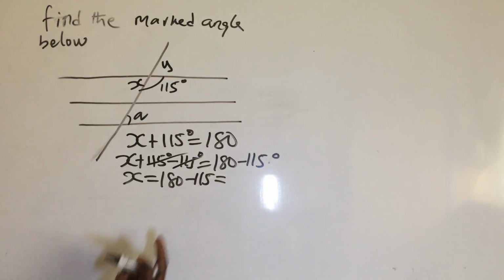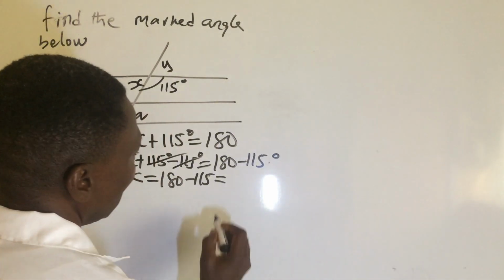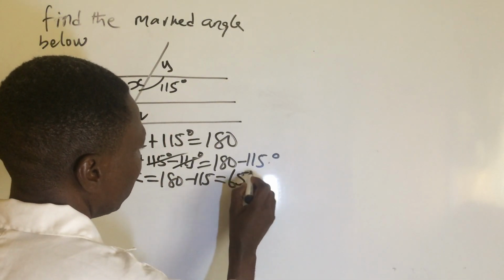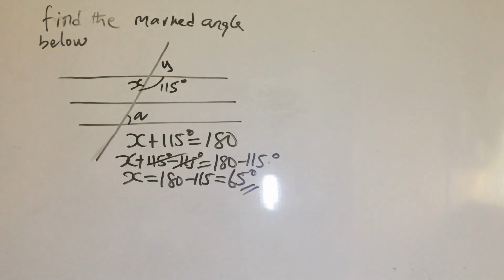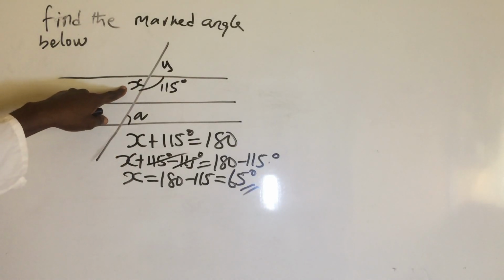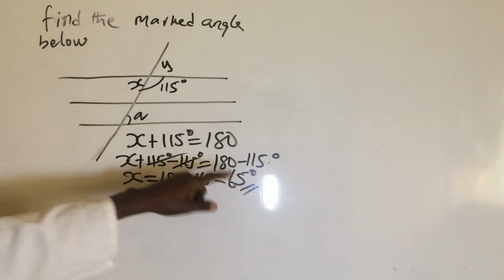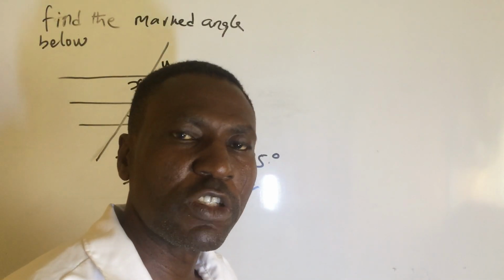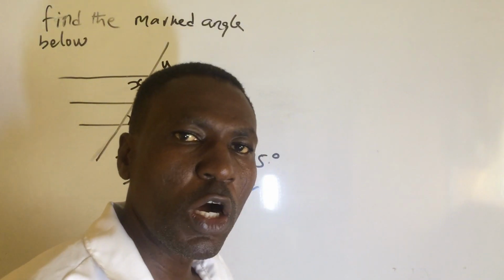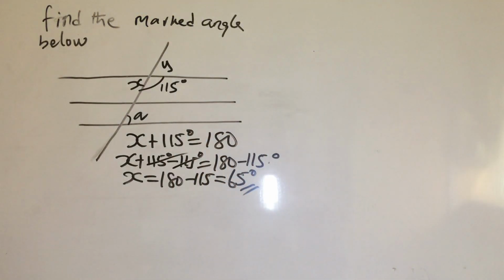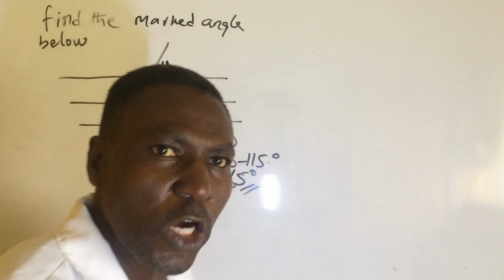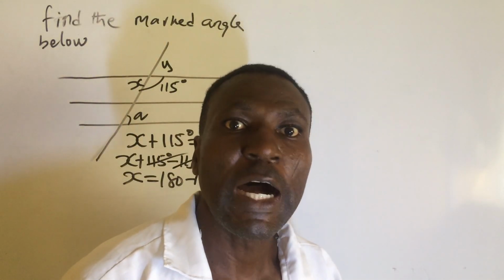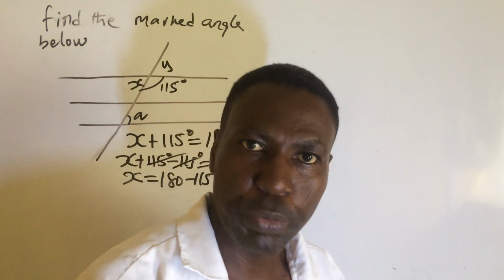And when we subtract 115 from 180, what do we have? We now have 65 degrees. So coming to this place, this angle here is 65 degrees. We got it from the law that says that angles on a straight line add up to 180. All right. From alternate angles and corresponding angles I've taught you before. Check the previous video.